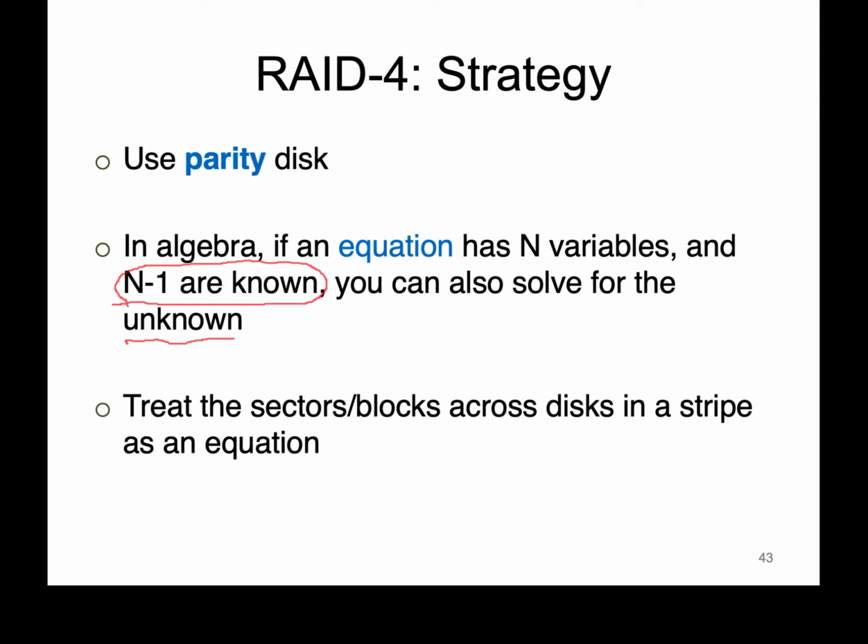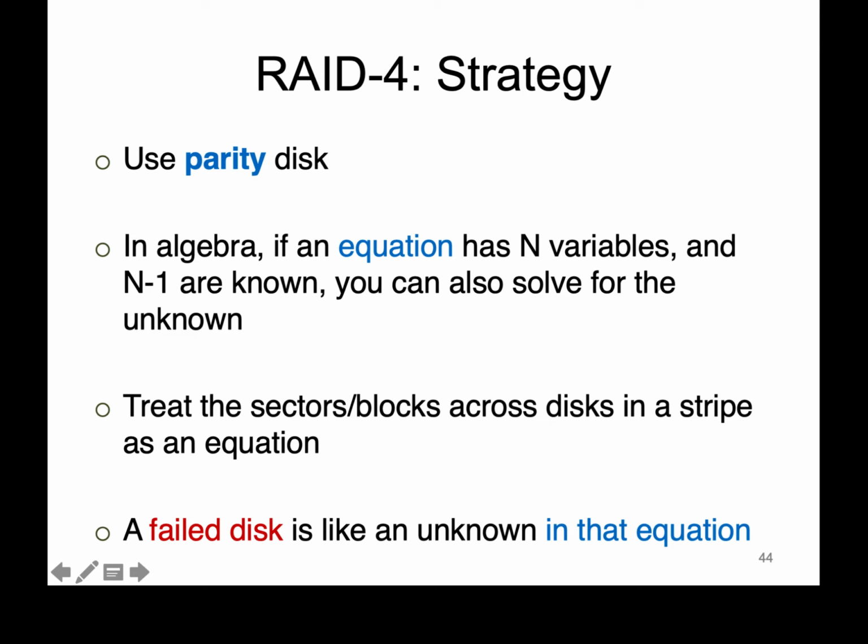And the high level strategy is to treat the stripes of blocks as an equation, and use the n-1 known factors to calculate the one that has been lost, right? So as to provide the fault tolerance support inherently. And a failed disk is just like an unknown in that equation.